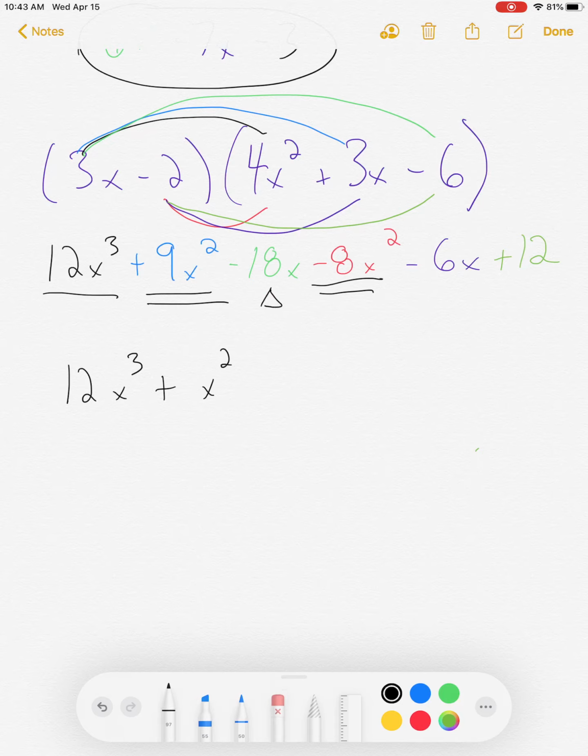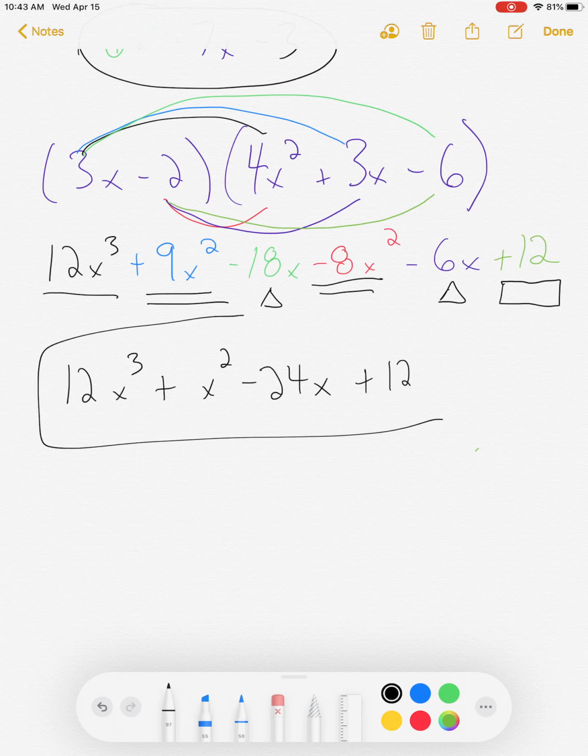Okay, up next, we have negative 18x, negative 6x. Again, those are like terms because they're the same variable, x, to the same degree. So now negative 18 minus 6, if you have to use a calculator, that's fine. Or if you just want to double check, negative 18 minus 6 is minus 24x. Now we just have this plus 12 hanging out on the end. That one doesn't have any like terms, so it's just going to be plus 12. There is your final answer.